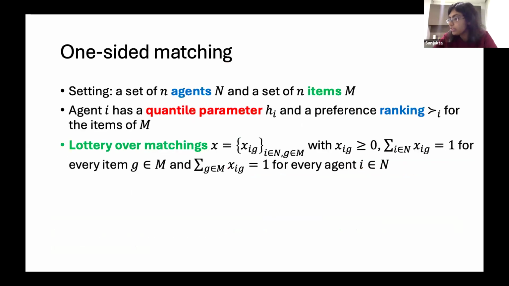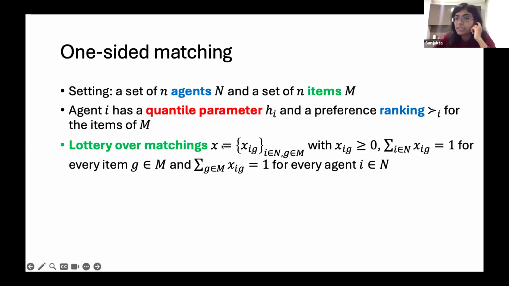I think I have about 5 minutes left, so I will probably have no time to go into the two-sided case, but I will quickly define the one-sided matching setup. It is the standard one: we have n agents and n items, so I'm assuming an equal number of agents and items. Every agent has a quantile parameter hi, and they have a ranking over the items of M. Now we are looking for lotteries over matchings. Unlike voting, where we were looking for lotteries over the alternatives, now in the matching setup we are looking at lotteries over the matchings.